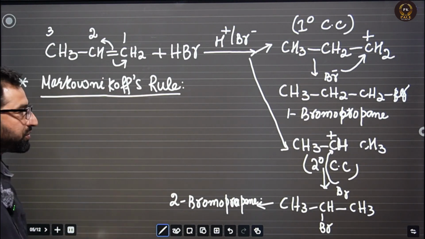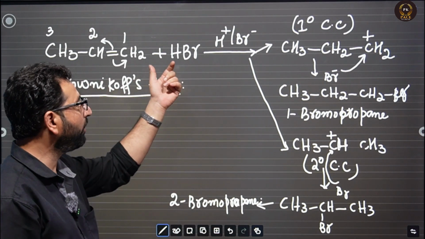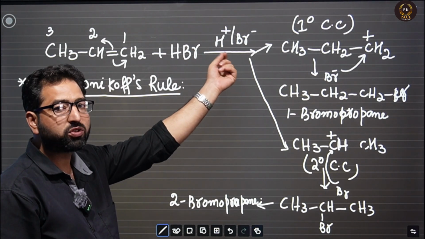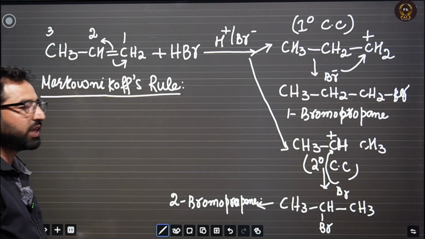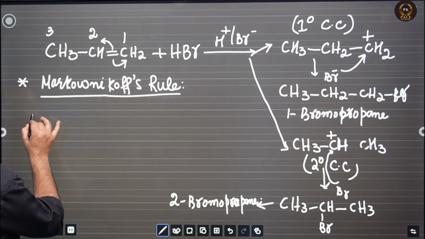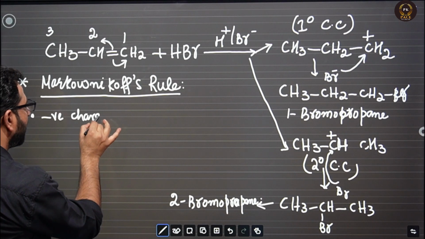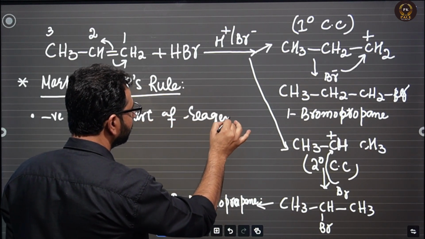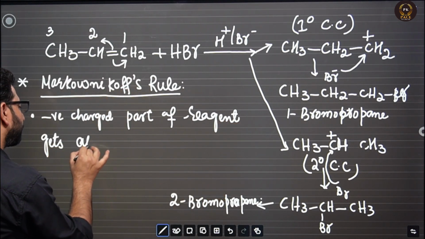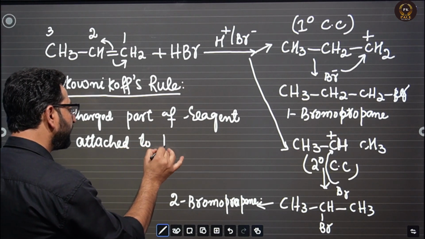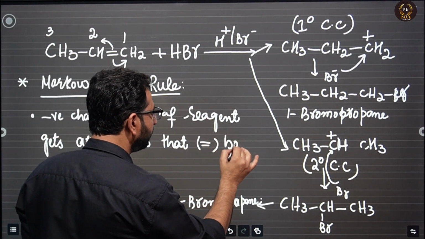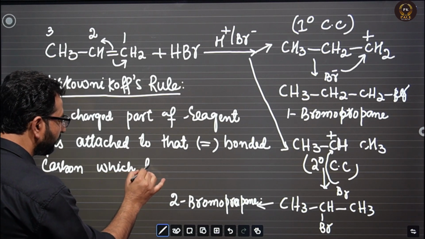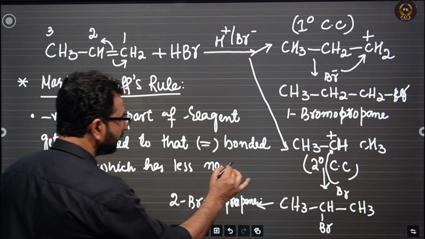Okay, it states that the reagent that we have taken here has two parts. One is the positive part and another is the negative part. It says that the negative part of this reagent will get attached to that double bonded carbon which has less number of hydrogens. Okay, now see here. That is, the negative charged part of the reagent gets attached to that double bonded carbon which has less number of hydrogens.